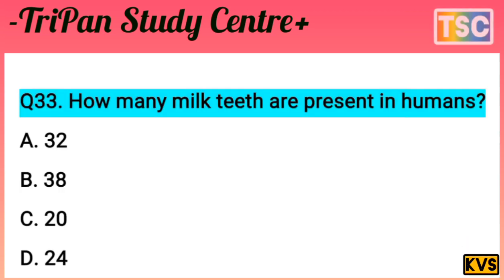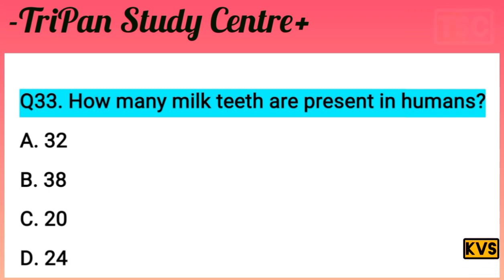Next question on your screen. Question here. How many milk teeth are present in a human? A. 32, B. 38, C. 20, D. 24. You know that this question is very interesting.